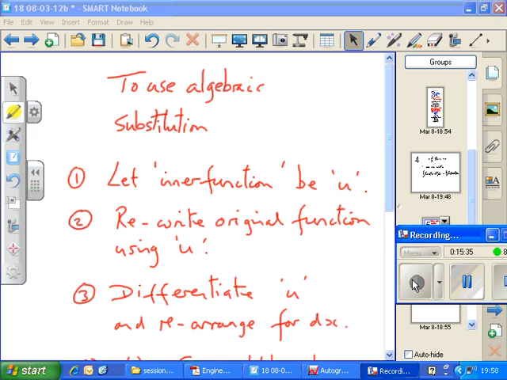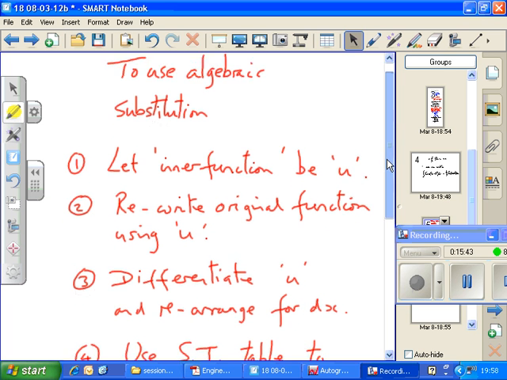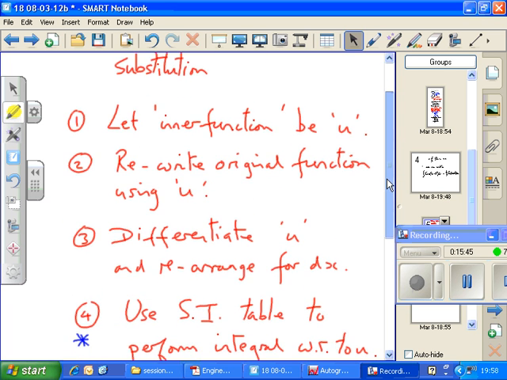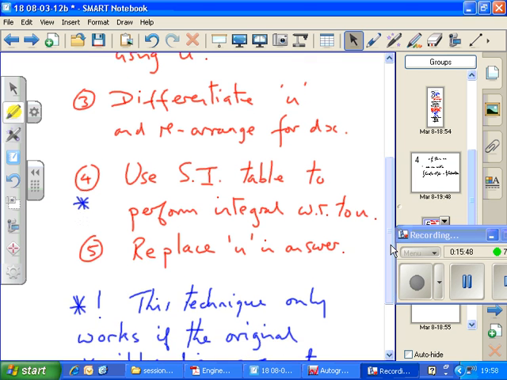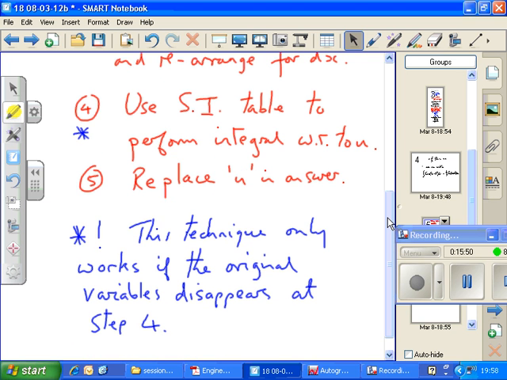So just to summarize, I've just written down, and this in your notes will be what you do. The steps: let the inner function be u, rewrite the original function using u, differentiate and rearrange for dx, and then use your table of standard integrals to perform the integral. Hopefully it will look like a standard integral at that point. And then in the answer replace u with what it was when you set it. Note, this technique only works if the original variable disappears, and we'll look at an example so you can see what I mean.